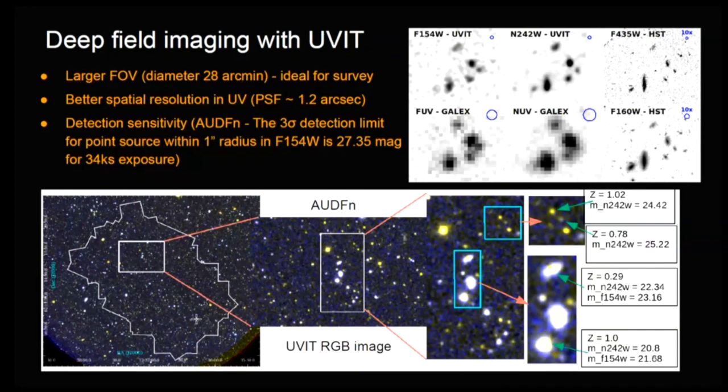Apart from that, this is the GOODS North UVIT image, a color composite of far UV and near UV. If I just show a few of the sources detected in the imaging, you see we go up to 25 magnitude at redshift one, and even fainter sources at very high redshift. So we have very high resolution compared to GALEX and better sensitivity, which helps avoid the deep blending issue better.